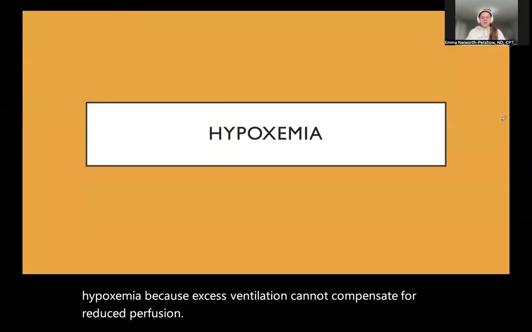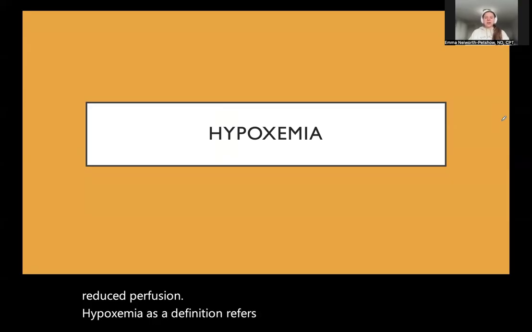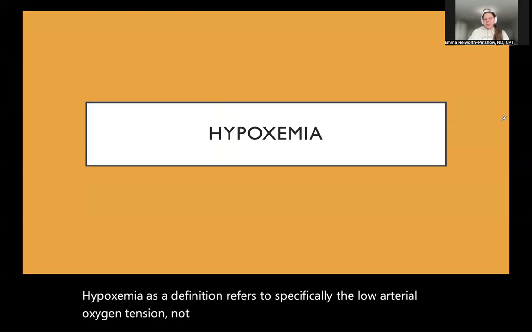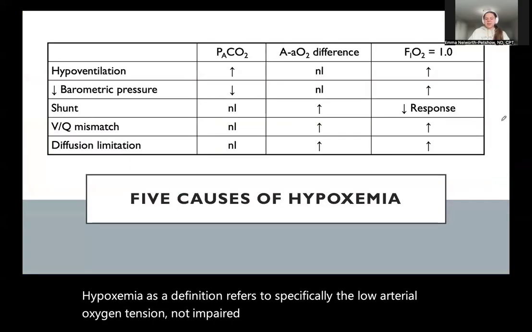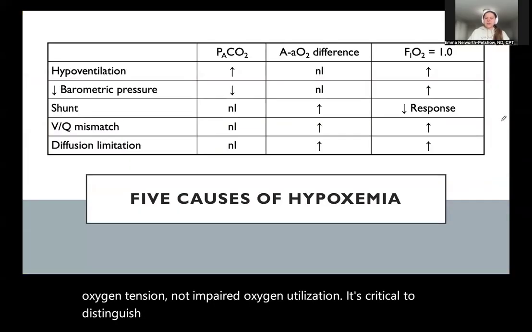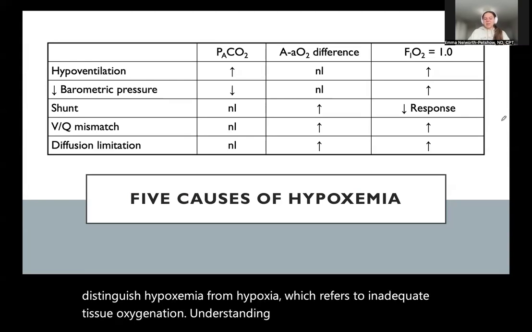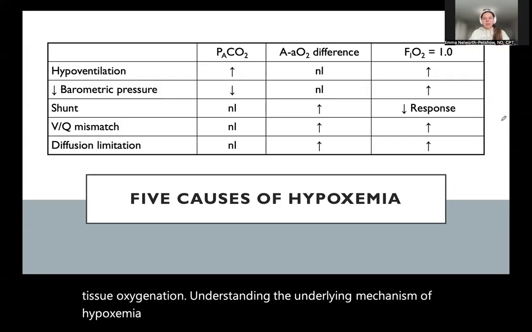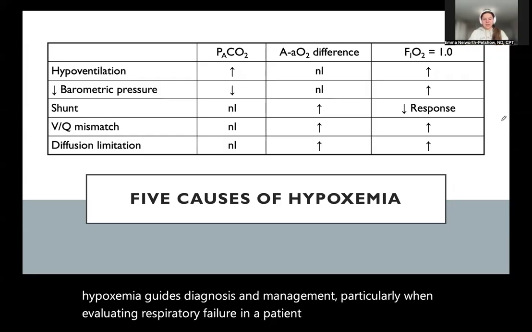Hypoxemia, as a definition, refers specifically to low arterial oxygen tension, not impaired oxygen utilization. It's critical to distinguish hypoxemia from hypoxia, which refers to inadequate tissue oxygenation. Understanding the underlying mechanism of hypoxemia guides diagnosis and management, particularly when evaluating respiratory failure in a patient who's hospitalized.